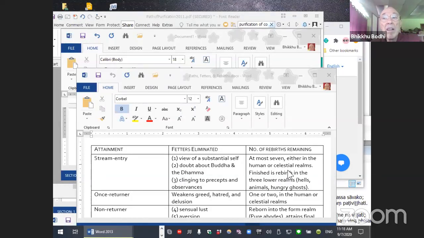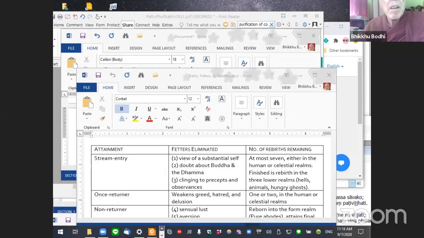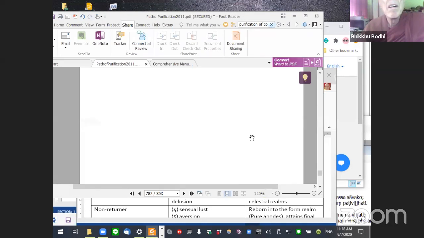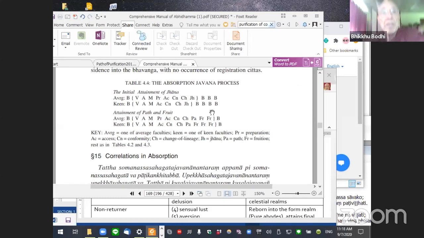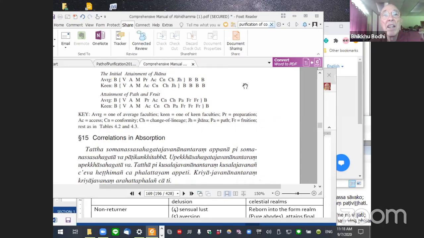Bante, I was trying to understand this Javana consciousness. So the fruition in the Javana consciousness happens before the change of lineage, right? No, no. The fruition occurs after. The change of lineage precedes the path. You can see the sequence here. This is change of lineage, then path, then fruition. Yes, and so Bante, the fruition is actually stream enterer, and those four levels, like once returner, non-returner, and arahat. Is that the fruition, or is fruition something else?